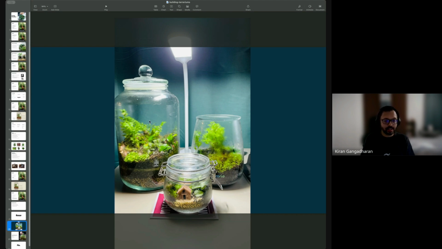The biggest jar, you can see it's quite foggy. That is how it should usually be. It should be kind of foggy, and you should see clear water drops, like condensation. And generally, if the plants look good, you're doing good.